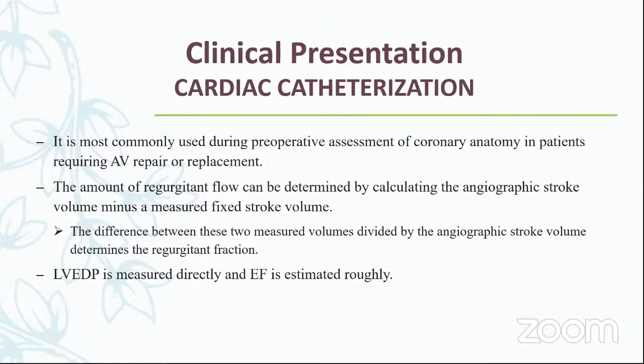Cardiac catheterization is most commonly used during pre-op assessment for coronary anatomy in patients requiring aortic valve repair or replacement. The amount of regurgitant flow can be determined by calculating the angiographic stroke volume minus the measured forward stroke volume, and the difference between these two measurements divided by the angiographic stroke volume will determine the regurgitant fraction. Left ventricular end-diastolic pressure can also be directly measured by cath, and the ejection fraction is roughly estimated.